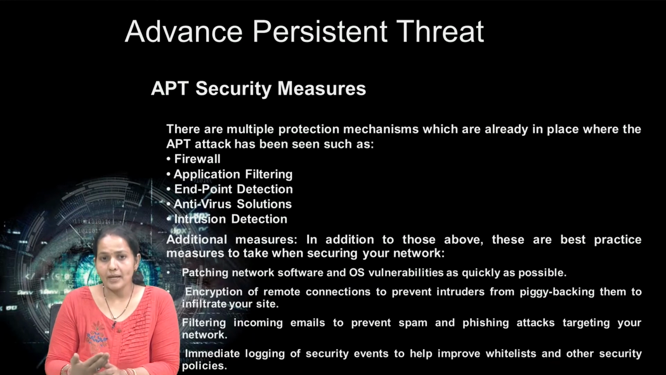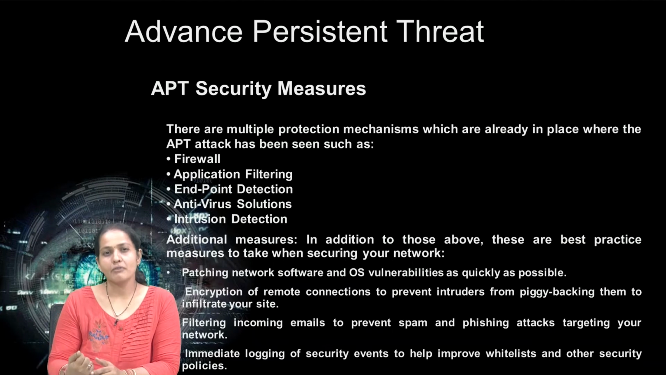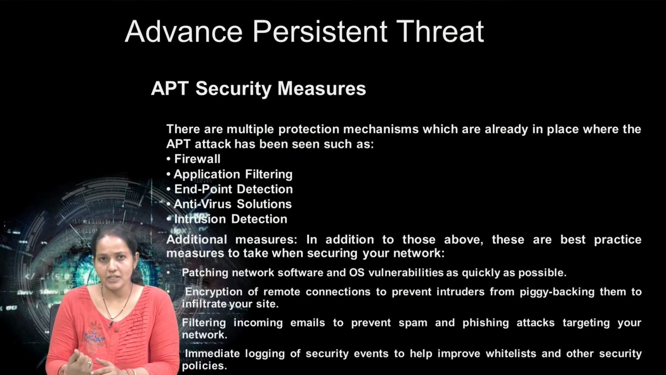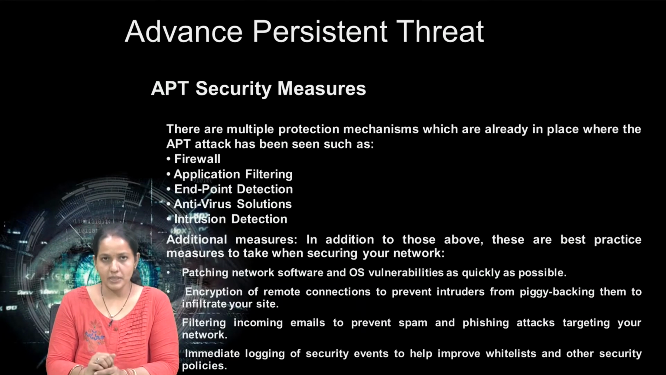Filtering incoming emails to prevent spam and phishing attacks. So just provide a first-level, infiltration-stage entry mechanism, that is, filter the incoming mail to prevent spam and other phishing. Restrict that type of mail which comes in through network accessibility.